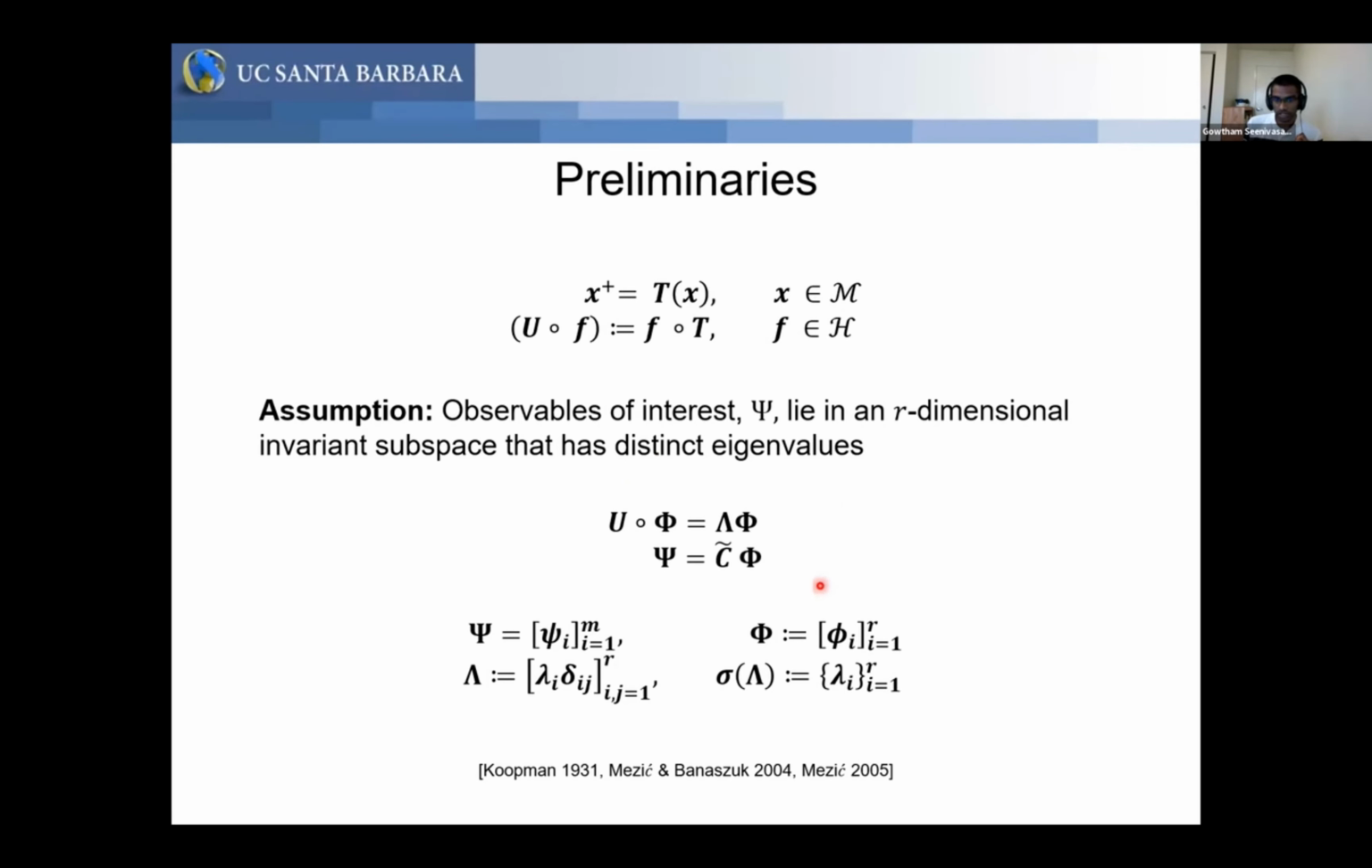This can be formally represented with this set of equations here, where phi denotes the eigenfunctions, lambda denotes the Koopman eigenvalues, and C tilde denotes the matrix of coefficients connecting the eigenfunctions to the observers of choice. Now, if you're only able to observe this dynamical system through psi, then C tilde and the Koopman eigenfunctions and Koopman eigenvalues are going to tell you everything you can possibly infer from this system. And so there are algorithms that are catered to estimating these quantities.